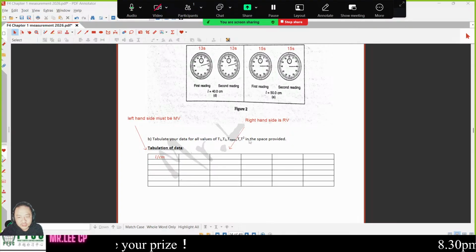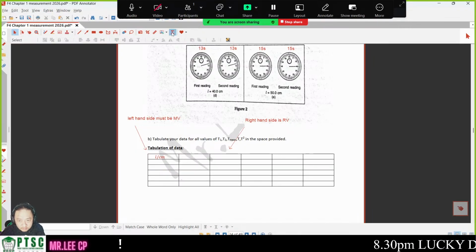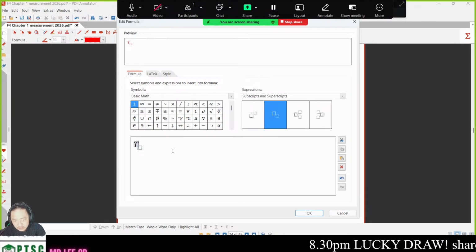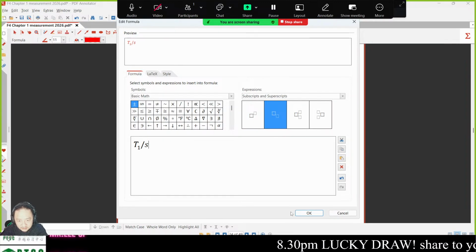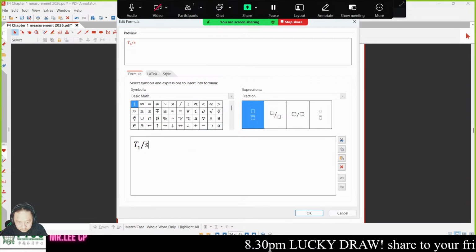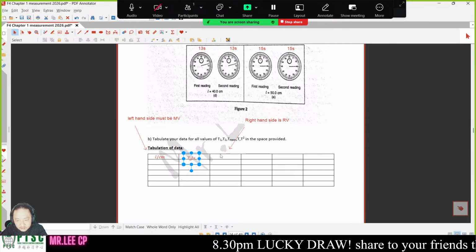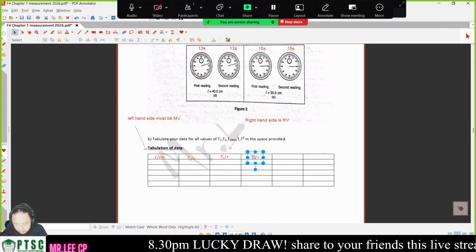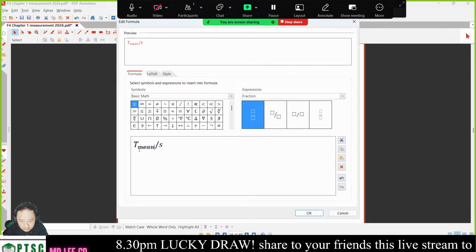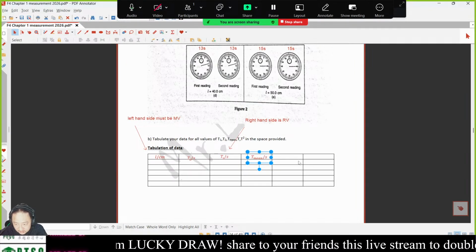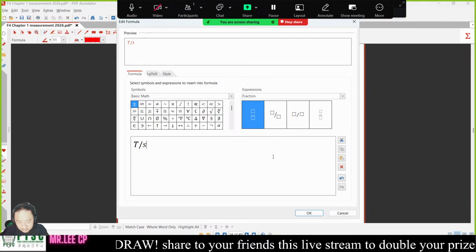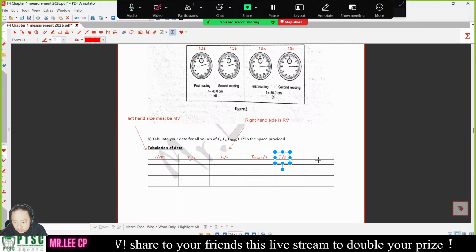Next one is T1, T2, T min, T square. Alright? So, I'm going to put it in. T1 in second. T1, T2, T min in second. T min in second. And then T, this one is T, only in second. Lastly, this one is T square in second square.